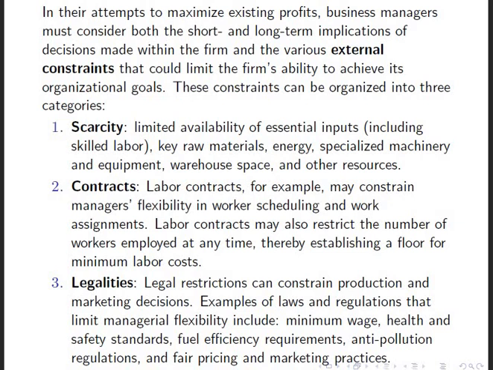Finally, laws and regulations have to be considered. Legal restrictions like minimum wage, health and safety standards, fuel efficiency requirements, anti-pollution regulations, etc. can limit managerial flexibility. Hence, we have come to the end of Module 2.